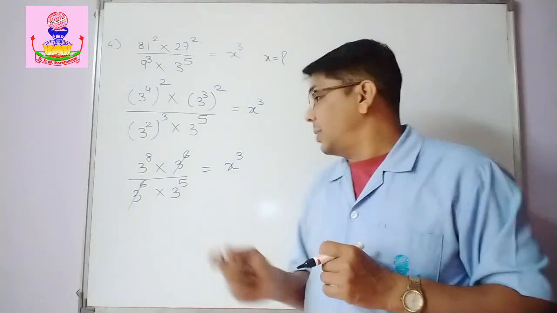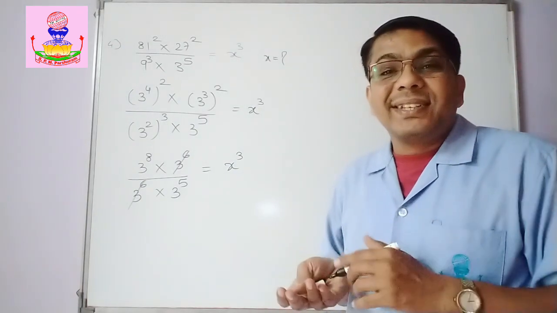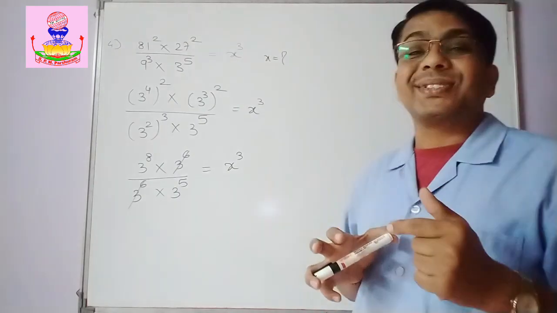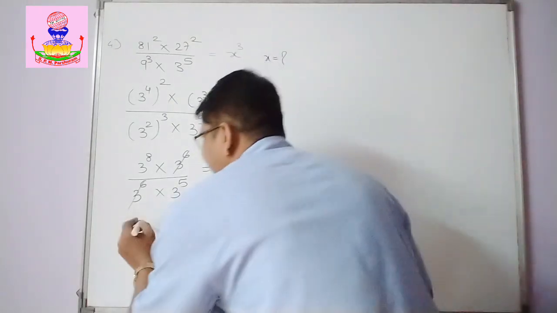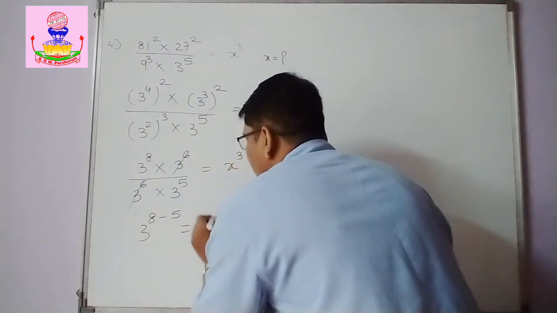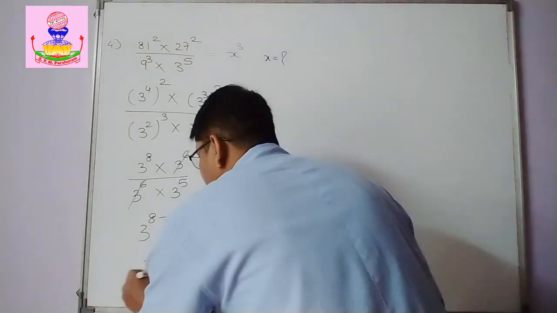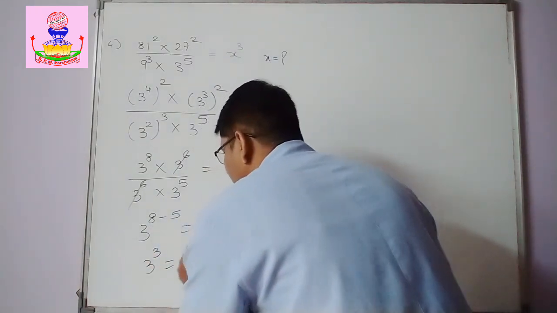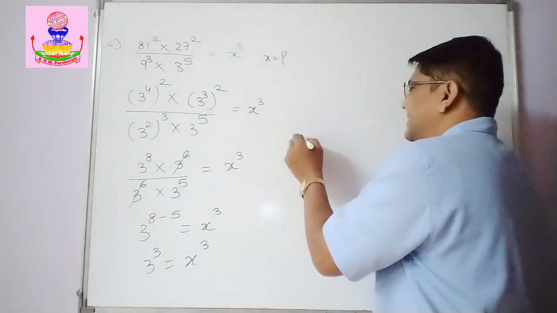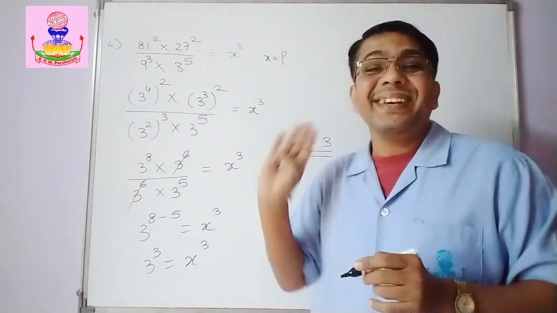What is left? 3 raised to 8 upon 3 raised to 5. Law of indices, law of division: a raised to m upon a raised to n is equal to a raised to m minus n. So 3 raised to 8 minus 5, that is equal to x raised to 3. Now 8 minus 5 is 3. So 3 raised to 3 is equal to x raised to 3. So what is the base? Of course, x is equal to 3, that is the base. Actually you have got the answer here only.